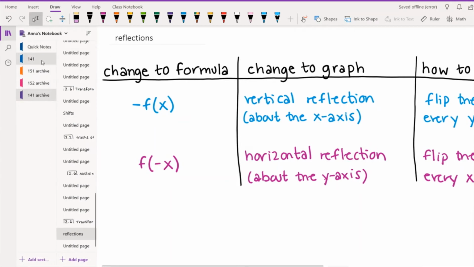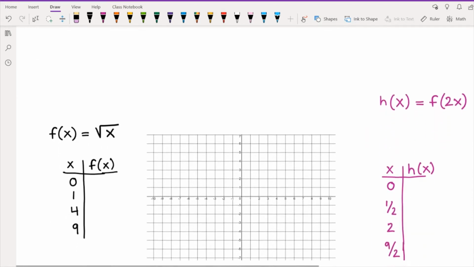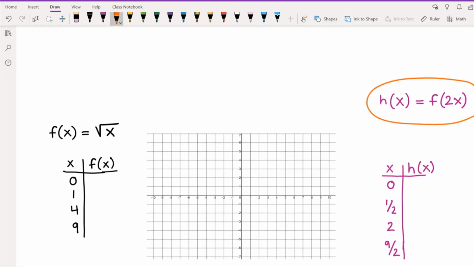And so what we'll be looking at today is taking a function and multiplying it by a number, right? We haven't talked about that yet. I mean, reflections are really multiplying by -1, but we haven't looked at what happens if you take a function and multiply it by 2. And then we'll also see what happens if instead of taking the whole function, you take the input of the function and multiply it by a number. And so what we'll see is that these give us stretches or compressions in our graph.